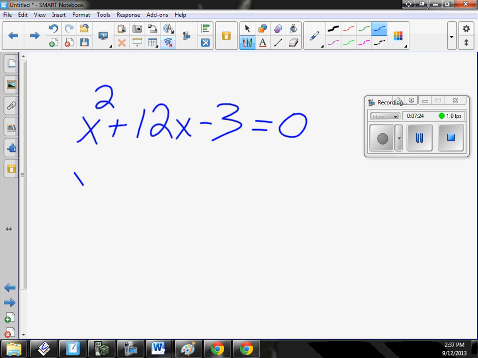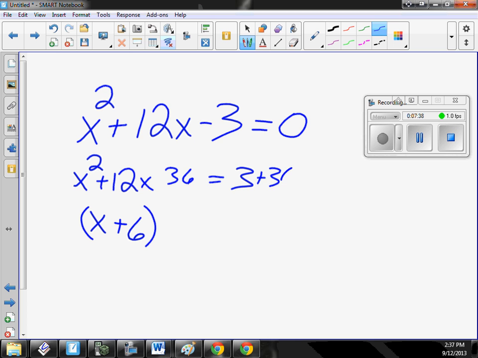So x squared plus 12x equals 3. What number goes in here? 6. And what number goes here? 36. So equals 39. Sorry, I did that really fast. Do we follow? Well, I added 36 here, so I had to add 36 there, and those two make 39.